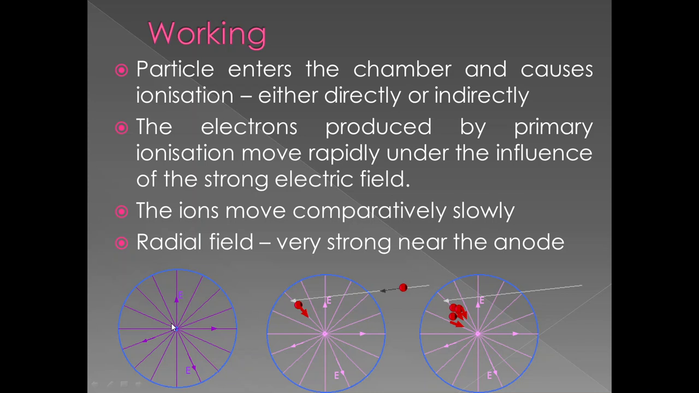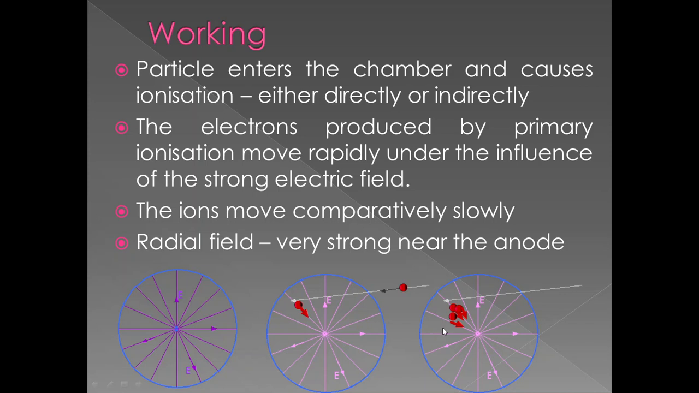So any free electrons, or the electrons which are produced because of the ionization due to the incident particle, as they approach the anode, get accelerated very rapidly. Because of this rapid acceleration, they gain sufficient energy to cause further ionization, and this process multiplies. The process is cumulative. As a result, a large avalanche of electrons is produced.